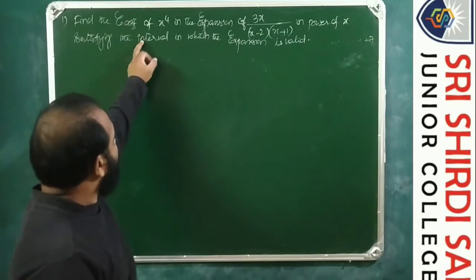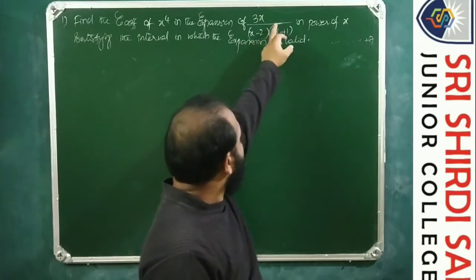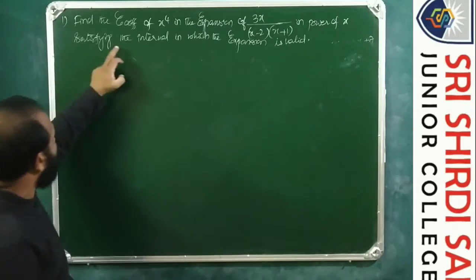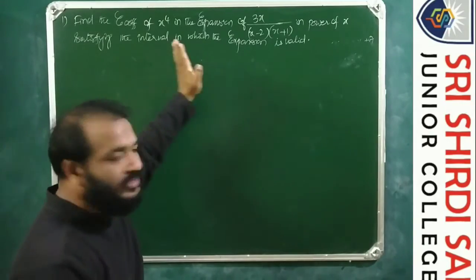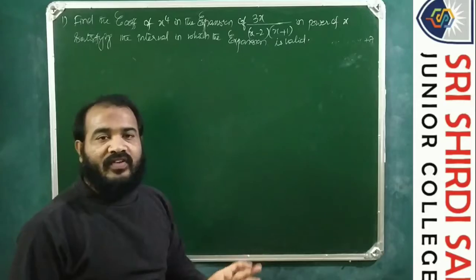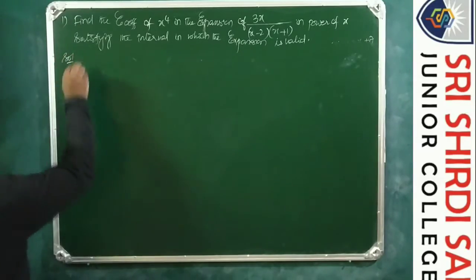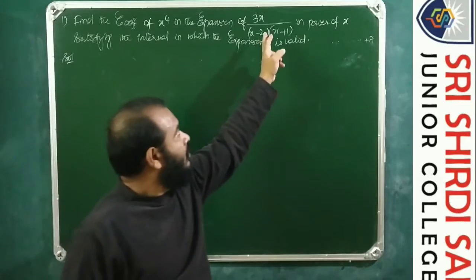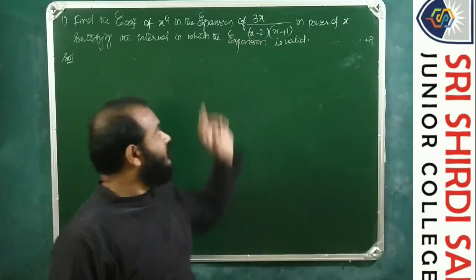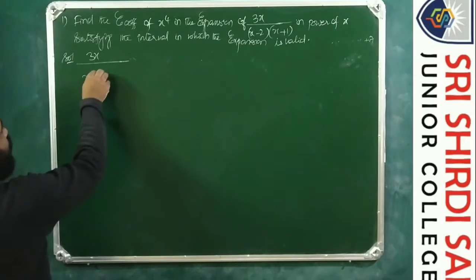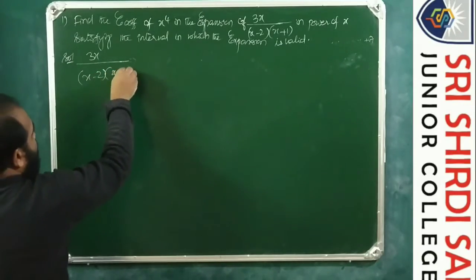Find the coefficient of x power 4 in the expansion of 3x by x minus 2 into x plus 1 in power of x, satisfying the interval in which the expansion is valid. This is the power series expansion problem. So first of all, we need to find the partial fractions for this, 3x by x minus 2 into x plus 1.